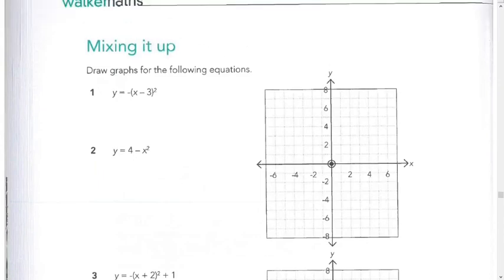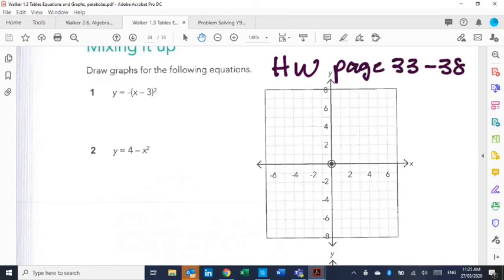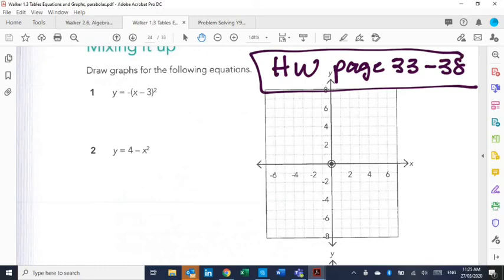So your homework, anyway, is page 33 through 38. Now some of that won't have work on it. Some of it's just the descriptions, but that's where we started on page 33. So any homework between those two numbers, yeah, I expect you to do.